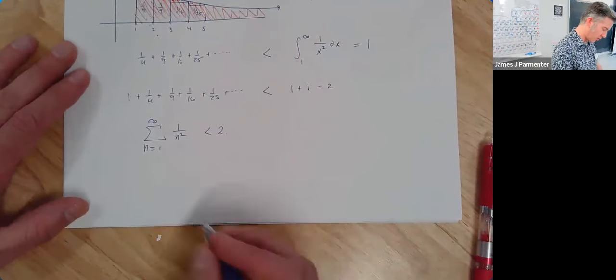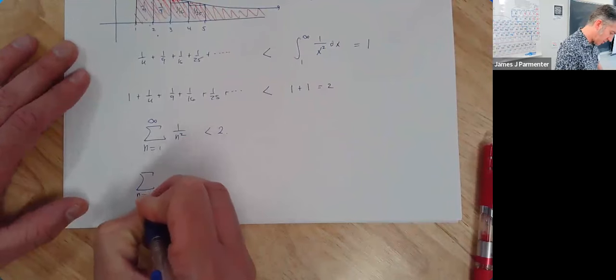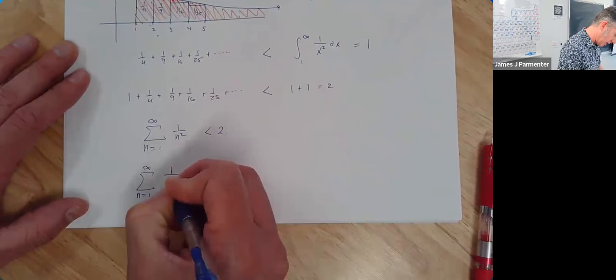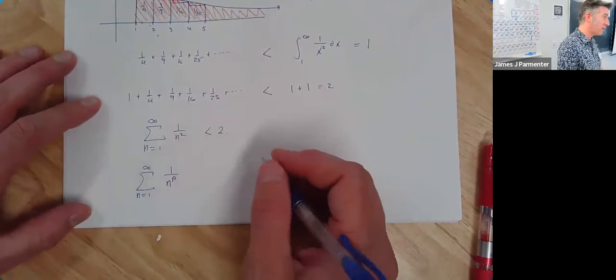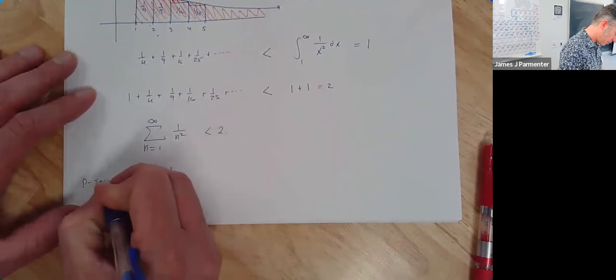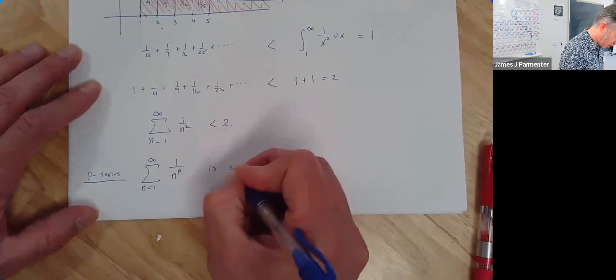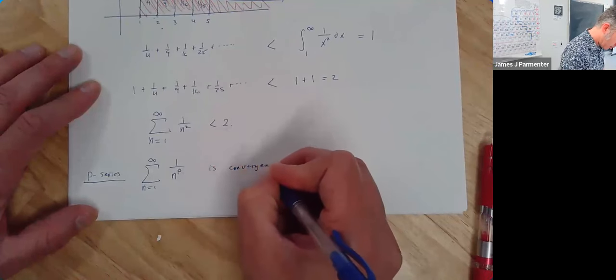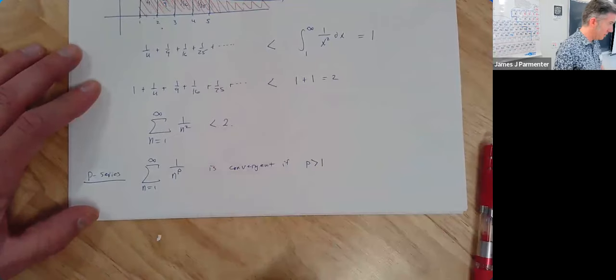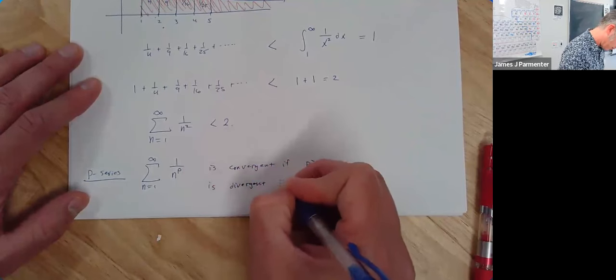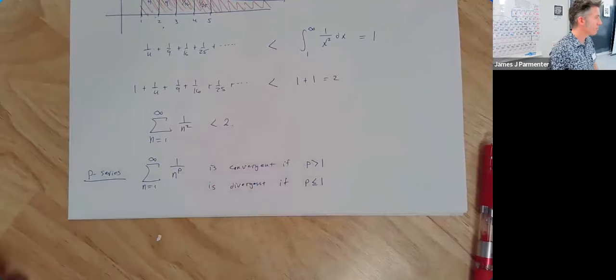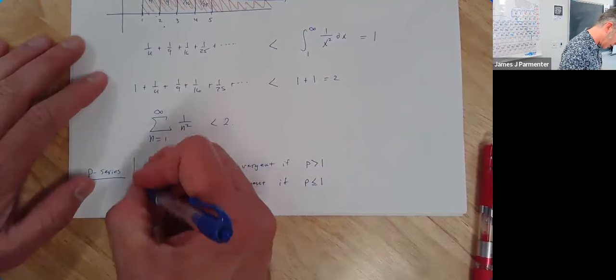This means that it's actually true that the series from n equals 1 to infinity of 1 over n to any power that is greater than 1 is convergent. So this P series, as it's often called, is convergent if P is strictly greater than 1 and is divergent if P is less than or equal to 1. I would encourage you to memorize this because it comes up a lot.